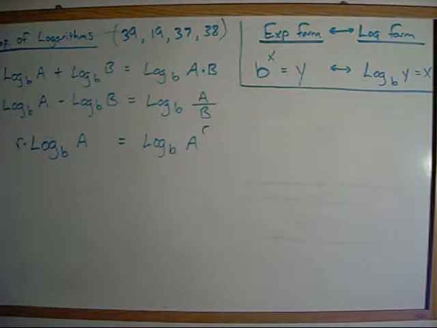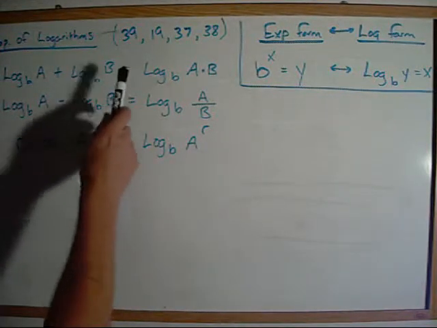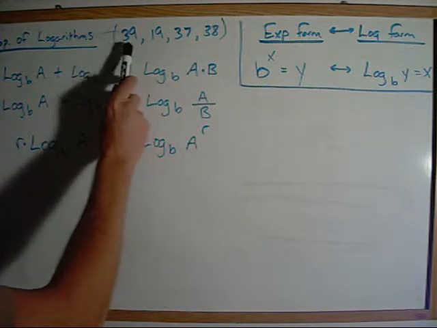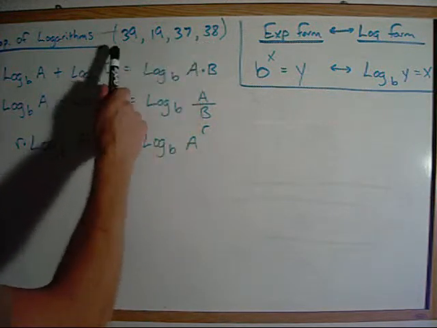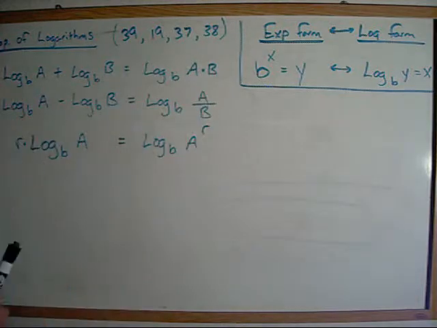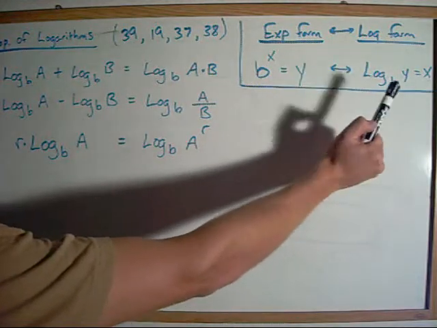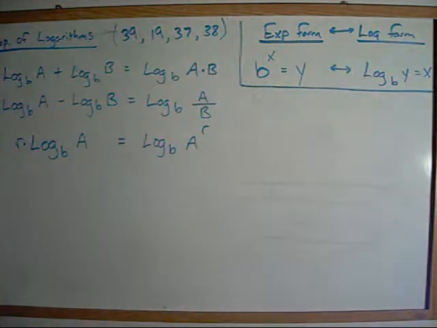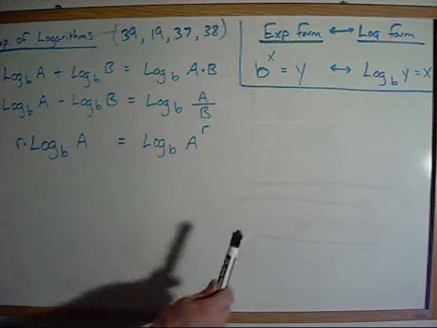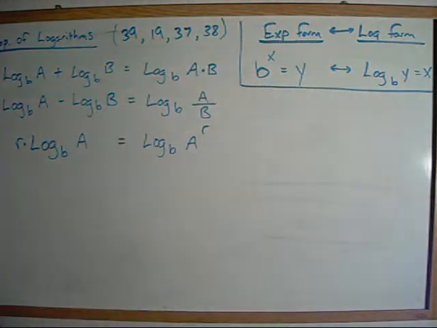Alright, the next set of questions we're going to talk about are questions 39, 19, 37, and 38. These are all kind of tied together because they all have to do with properties of logarithms. And actually, this is also, I consider, a property of logarithms. It's when you learn about it in the same section in a math book, typically, is switching from exponential form to logarithmic form.